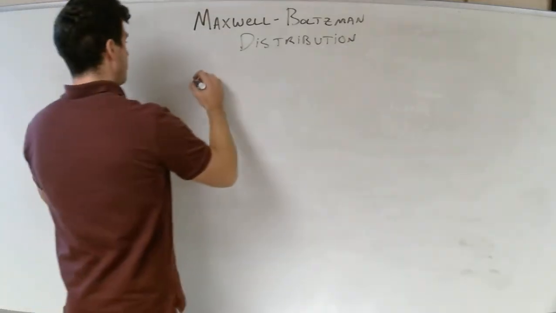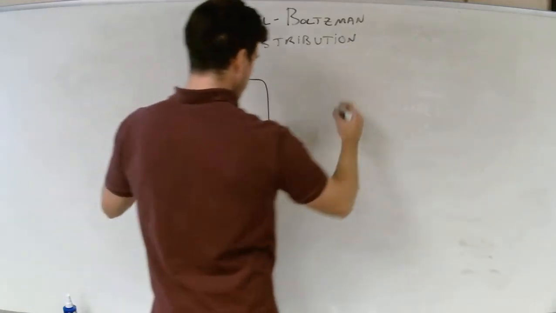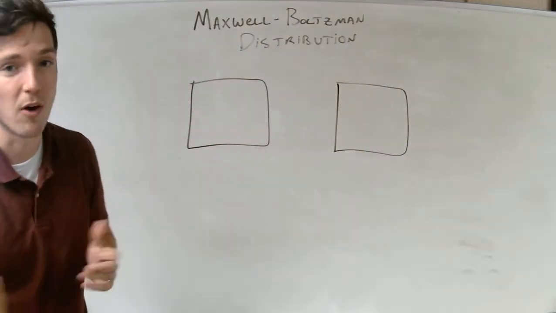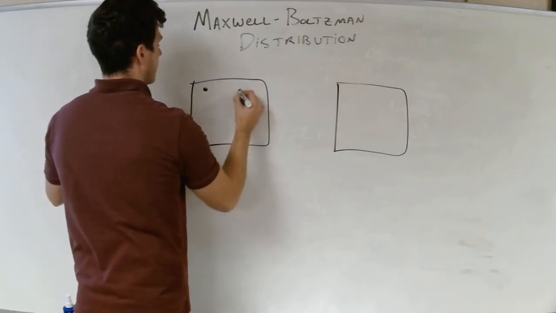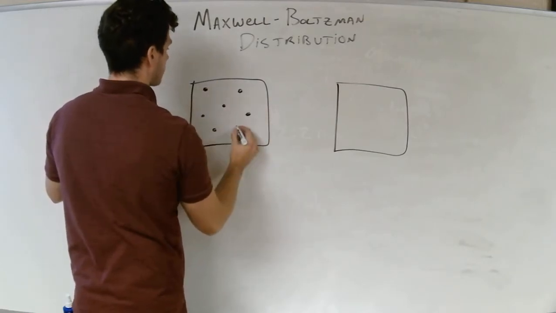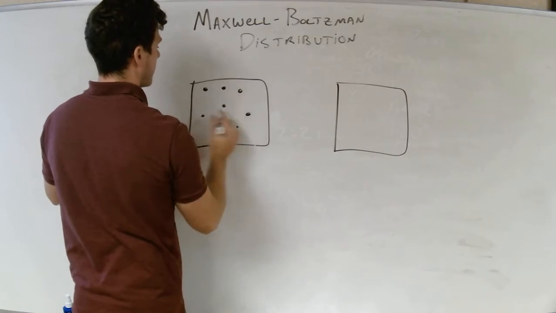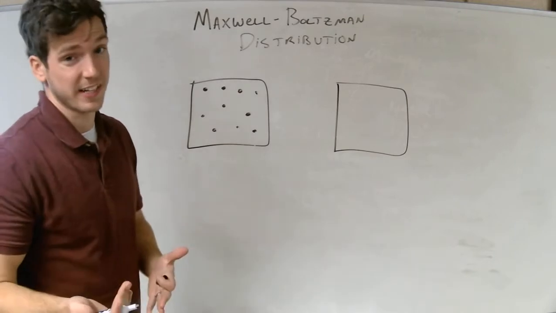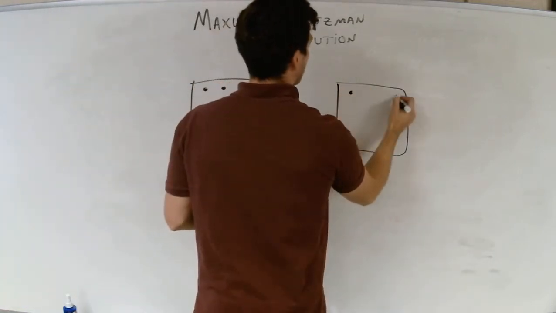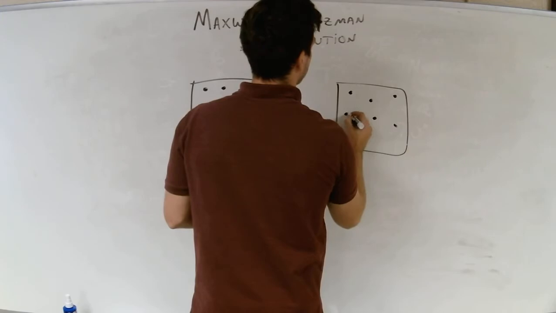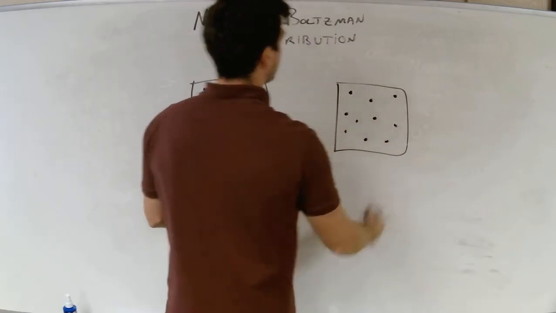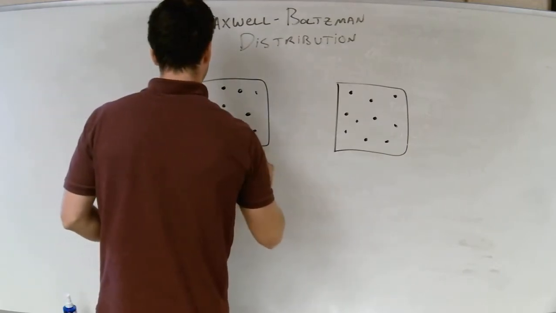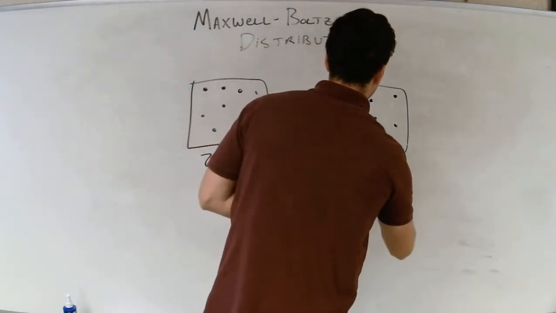Say we have two containers, and they have the same number of gas molecules. Let's just say helium. We've got 10 helium atoms in gas form in here, and we'll have the same over here. And then let's say that this one is at 200 Kelvin and this one is at 400 Kelvin.